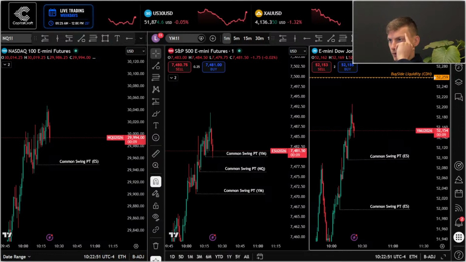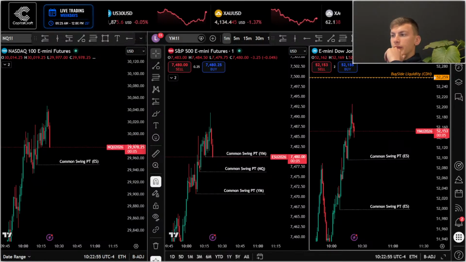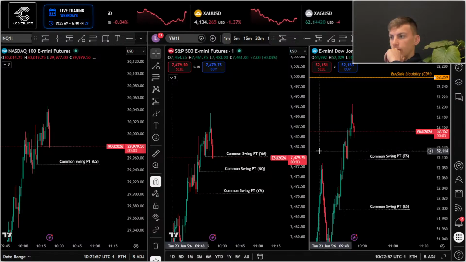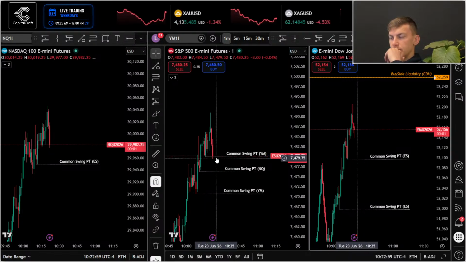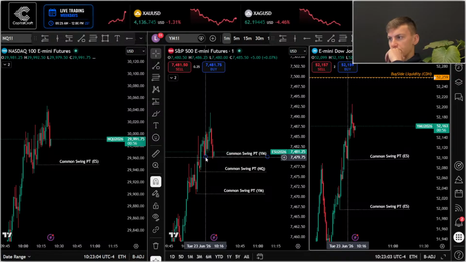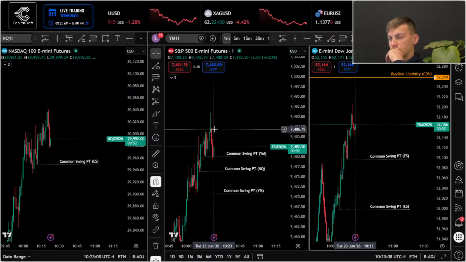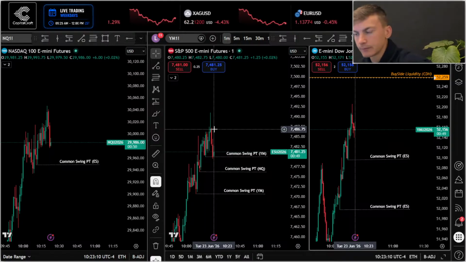Right, so we've just gotten that sell side sweep of that common swing point of YM and S&P. Whereas you can see on this specific swing point, the Dow Jones is nowhere near it. So if we can get a change of state of delivery here, I'm going long.